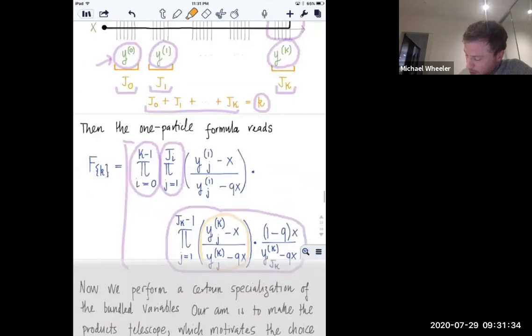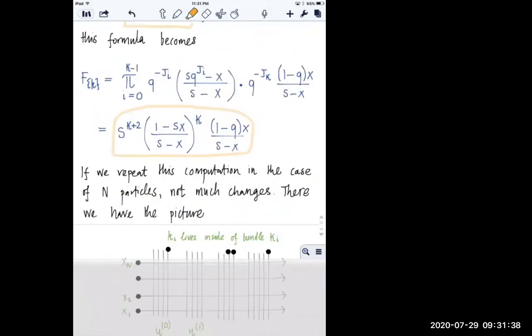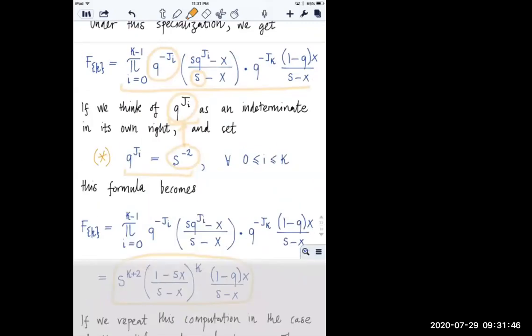Here, Michael, I have a quick question. So in the star formula for the q to the j_i equals s squared, I might be a little bit confused, but how is that formula consistent for all j_i's? Aren't they different numbers? Yeah, that's right.